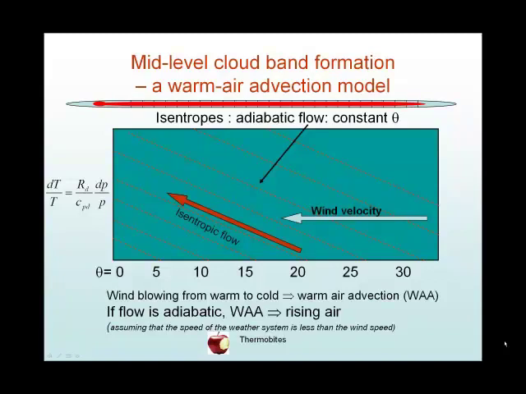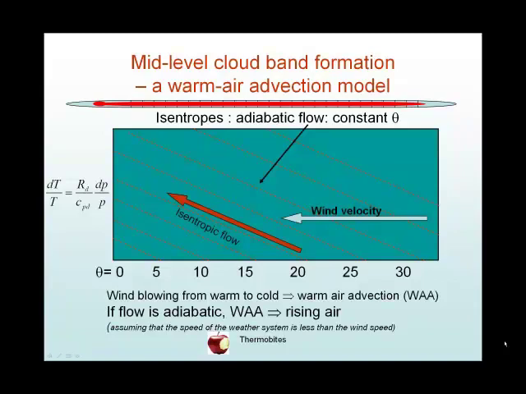Consider too that the flow is isentropic. That is, parcels of air don't exchange heat with their environment, so theta is constant, and they're isentropes because entropy is also constant. If you take Poisson's equation for potential temperature and differentiate it and assume d theta is 0, the definition of an isentrope, and rearrange the equation, you get the equation shown there, that changes in temperature dT are related to changes in pressure dp.